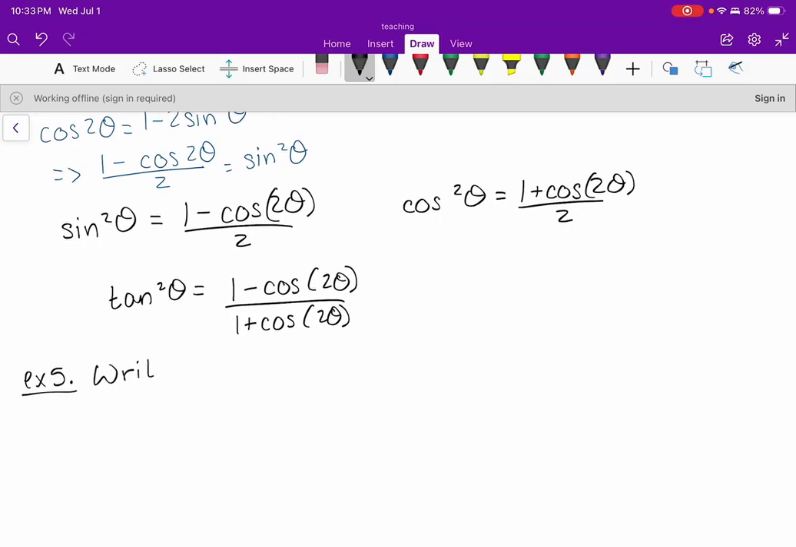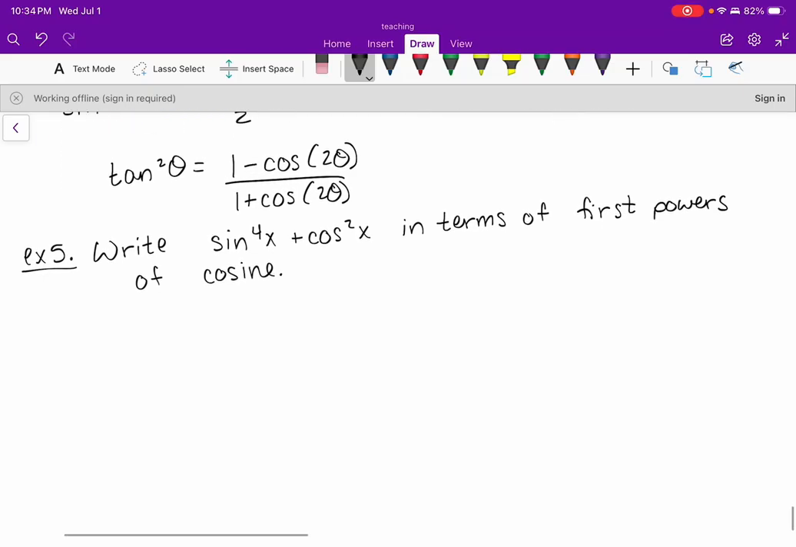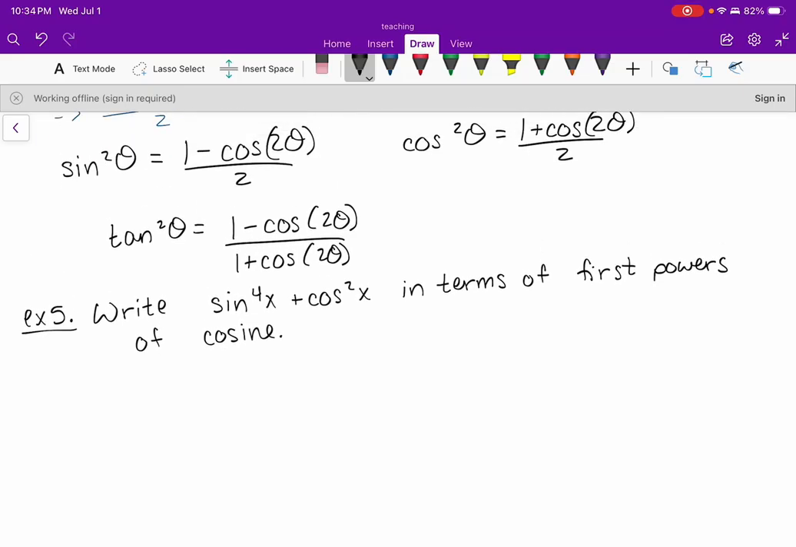So this one says write sine to the 4th x plus cosine squared x in terms of first powers of cosine. So your goal here is to get rid of the powers on the sine and cosine. At the end of this, you won't have any exponents and you'll just have cosines. So that's your goal, no exponents, only cosine.